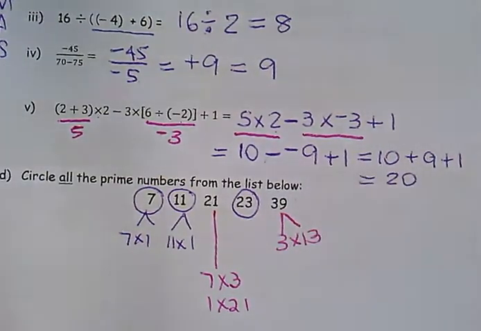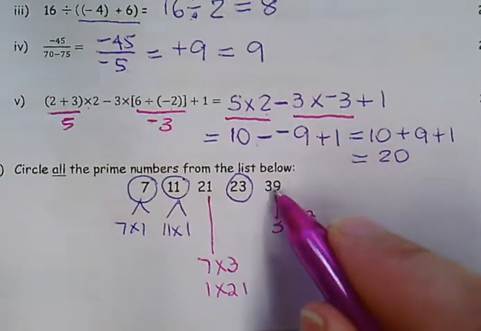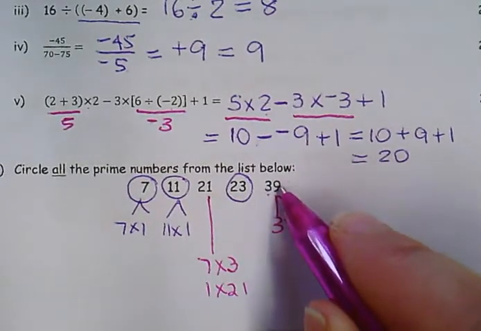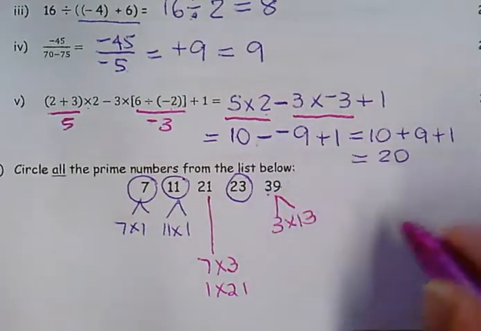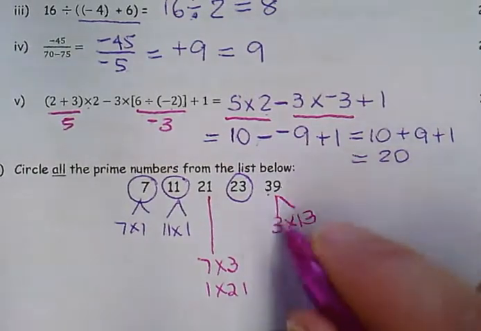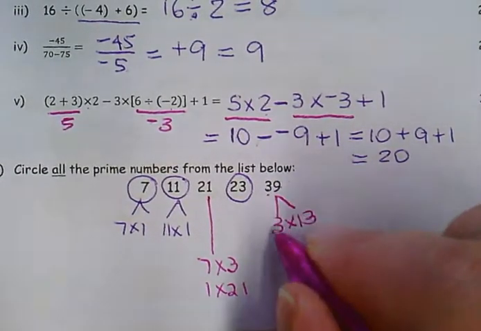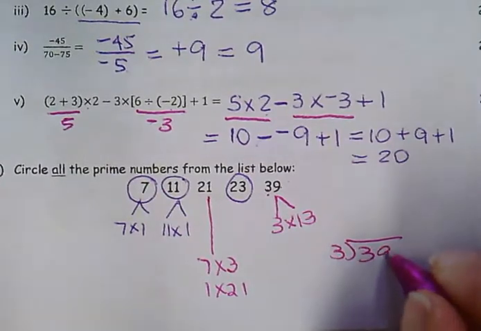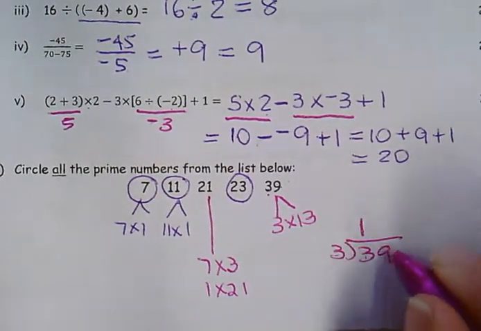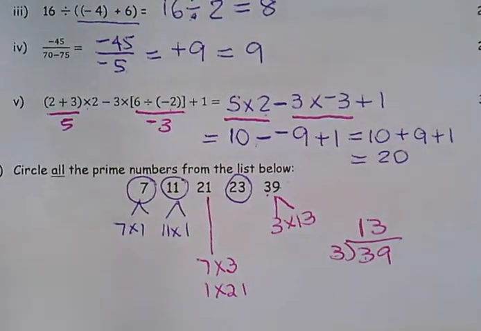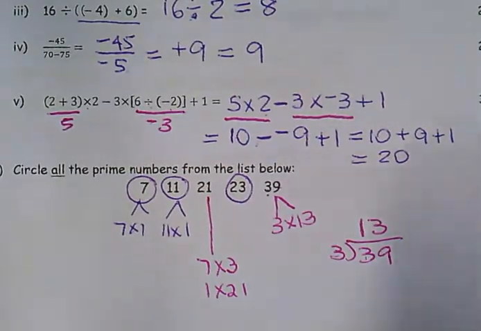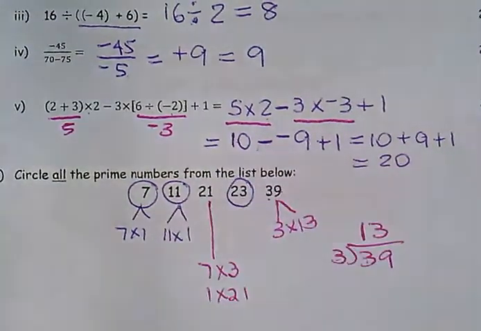Now, how do we know that it's divisible by 3? You can add up the digits. 3 plus 9 is 12. And 12 is divisible by 3. So we know that 3 does go into that because, just having a quick look, 3 goes into 3 once, and 3 goes into 9 3 times. So it's composite. The prime ones are circled in purple.